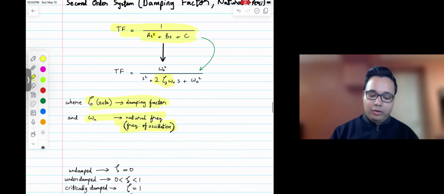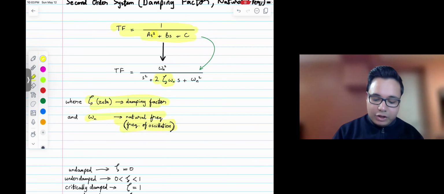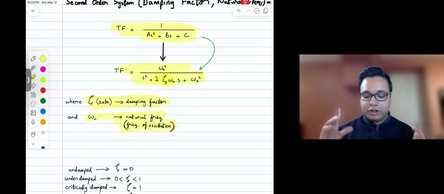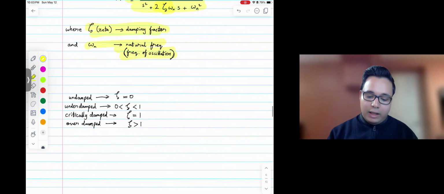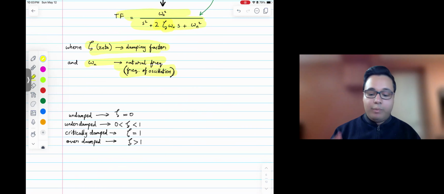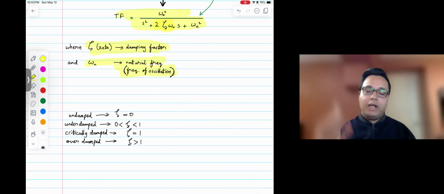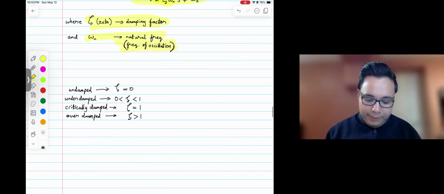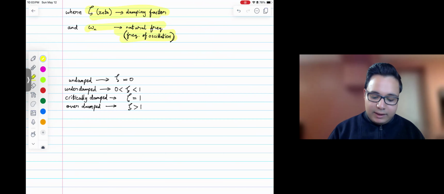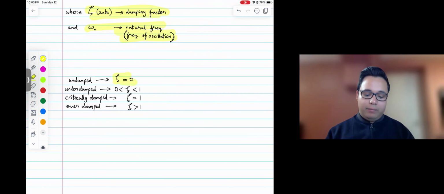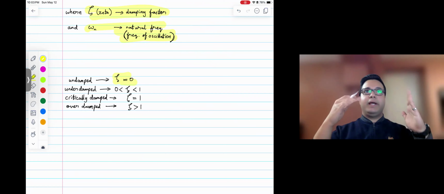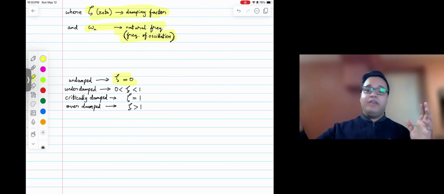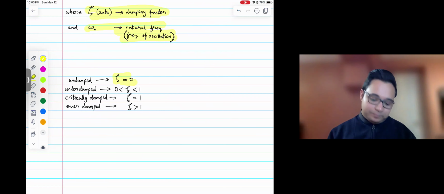All those sort of questions you could answer if you arrange your transfer function in this form, and then you can find out the omega n, which is the natural frequency of the ringing, and then zeta as well, which is the damping factor of the ringing. And so the idea is that for a zeta of 0, it's an undamped system. So you would get, let's say, a sine wave that doesn't die out.